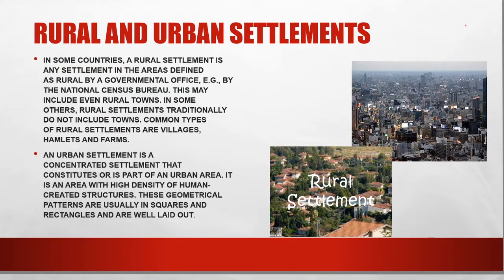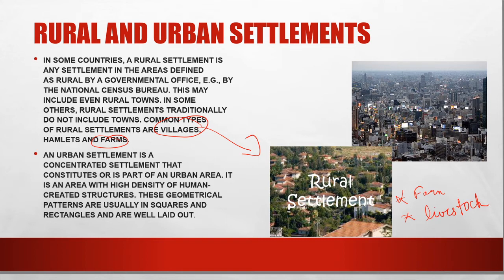Rural and urban settlements, the most important type of settlements and the easiest one also. In some countries, a rural settlement is any settlement in the areas defined as rural by a government. So rural settlements are those settlements which are defined as rural by the government of any country. In rural settlements, we find farms and villages. Villages are the rural settlements where farming is carried out and livestock are present. These are known as rural settlements.